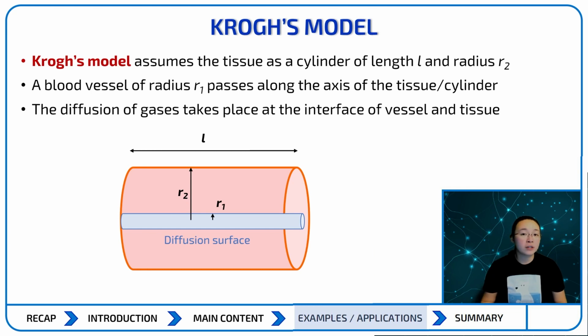Krogh's model makes a very simple assumption. It's a very generalized assumption that your tissue is a cylinder of length L and radius R2. Then you have a blood vessel of radius R1 that passes along the axis of the tissue or cylinder. So keep in mind, this is a model that's best used for gas exchange in tissues, but can also be expanded towards gas exchange in your lungs. So it's a very big generalization, but essentially it's a cylinder inside a cylinder. And so the diffusion of gases is going to take place at the interface of the vessel and your tissue.